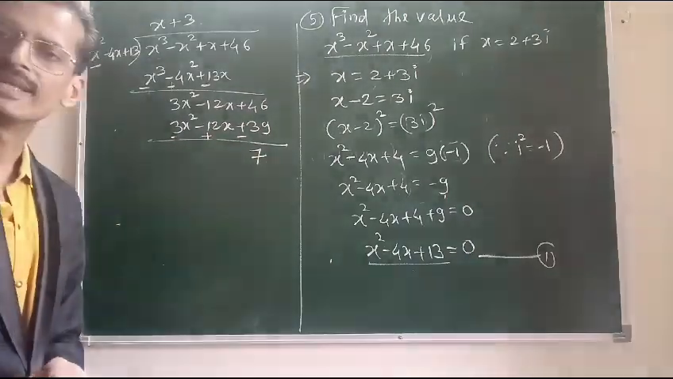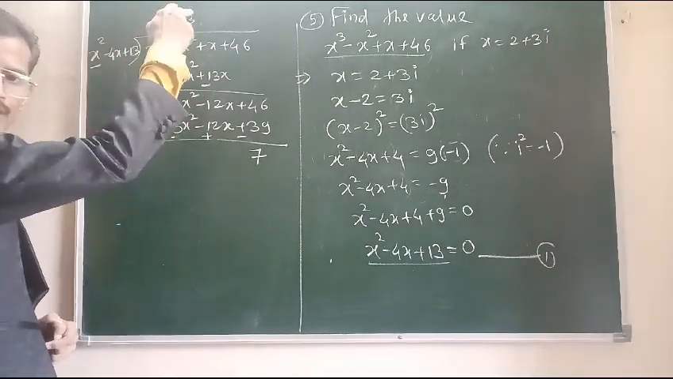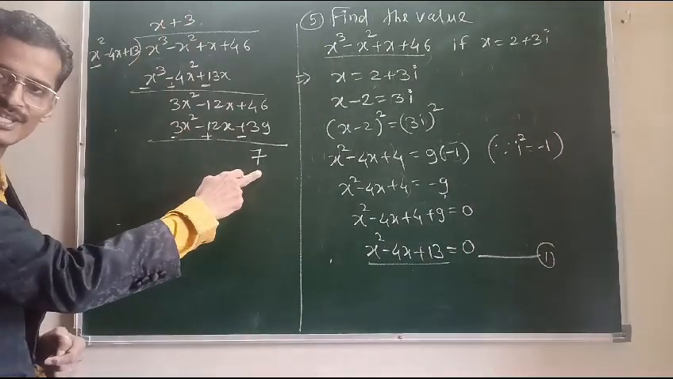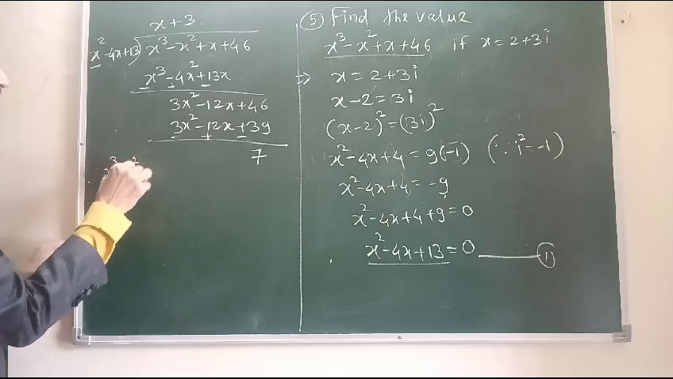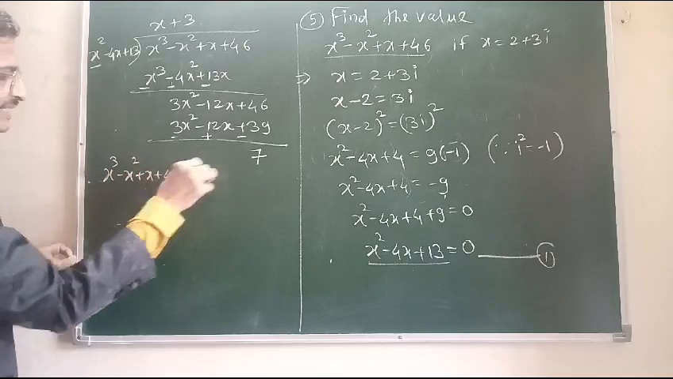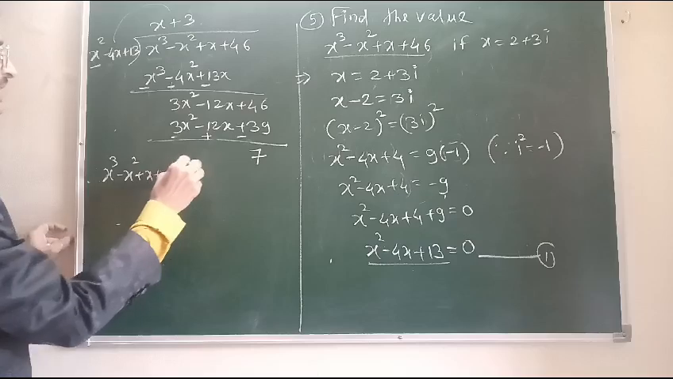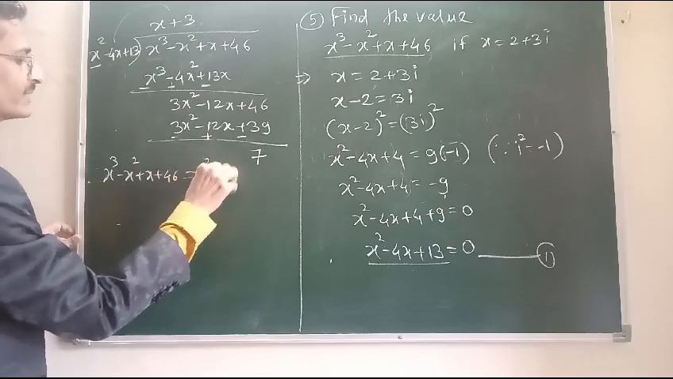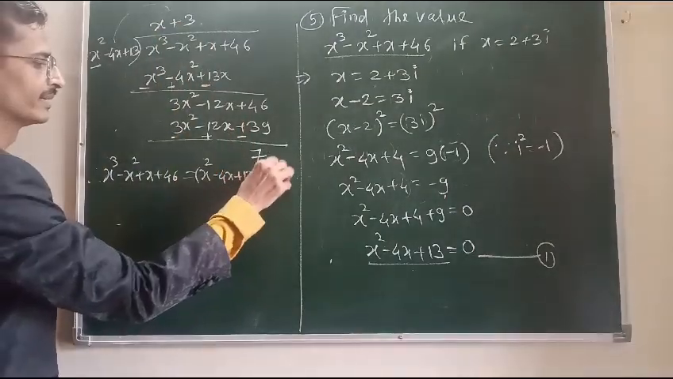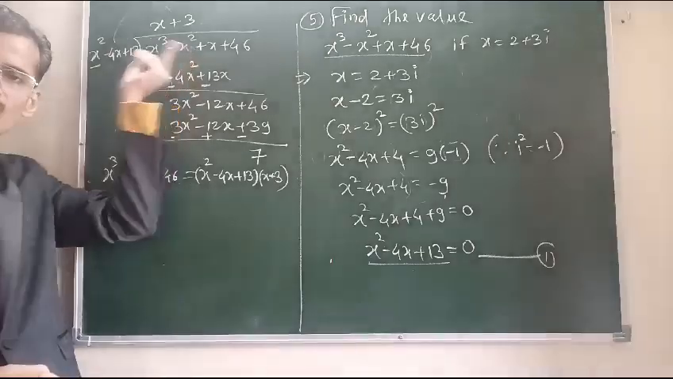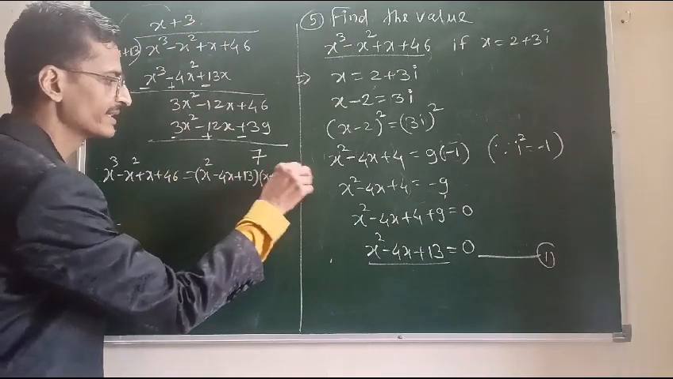So we know there is one theorem, which is given in school, right? Dividend is equal to divisor into quotient plus remainder. So this dividend, that is x cube minus x square plus x plus 46, is equal to this divisor into this quotient. So (x square minus 4x plus 13) into (x plus 3). Okay, so dividend is equal to divisor into quotient plus this remainder. So here write plus 7.